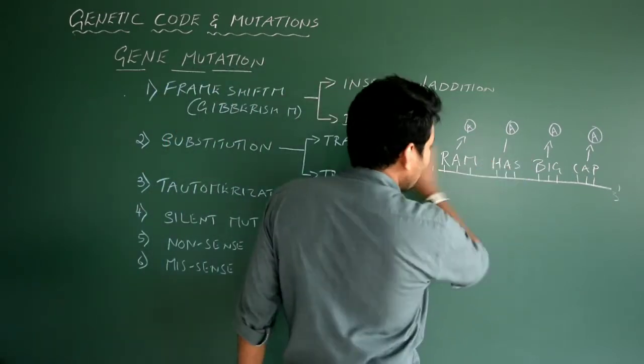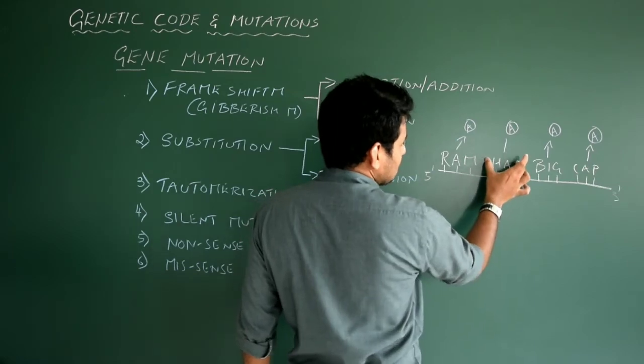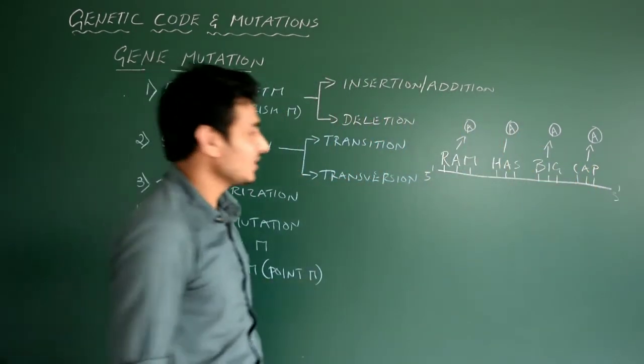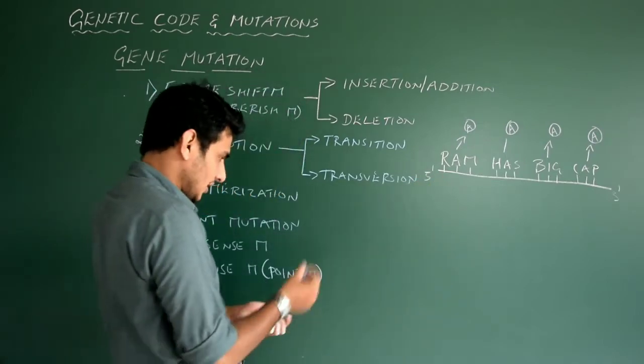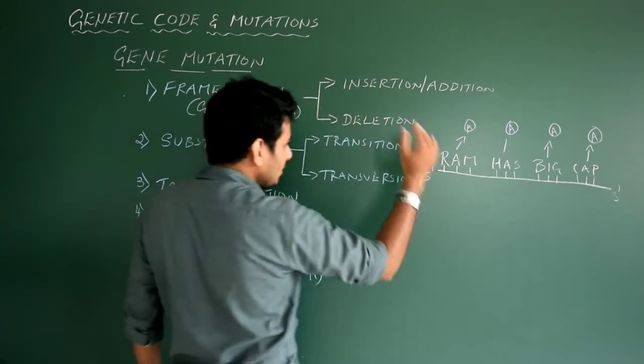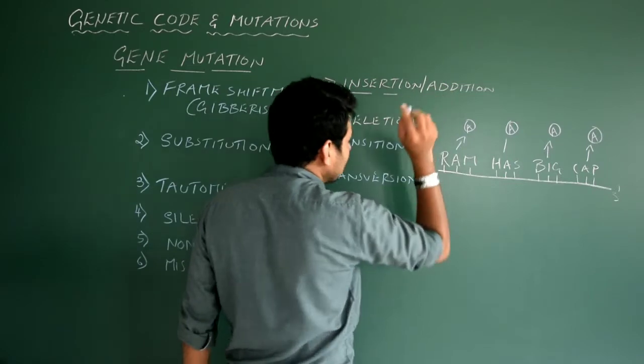Okay. If I remove HAS, the BIG will shift to the HAS place. Cap will shift to the BIG place. Got it? Like that. You have to understand it. So let us just imagine. I have already written Ram has big cap, and let us see what this insertion or addition is.